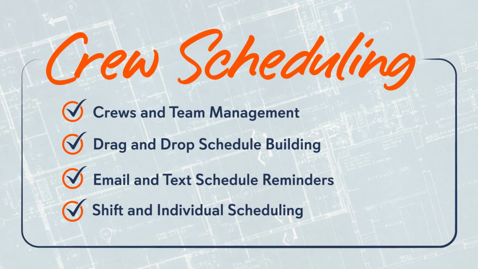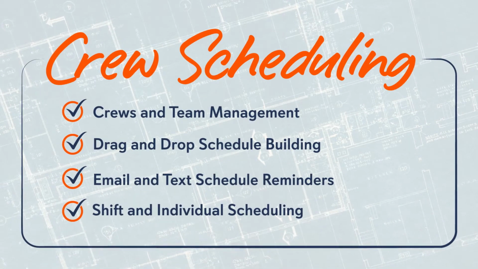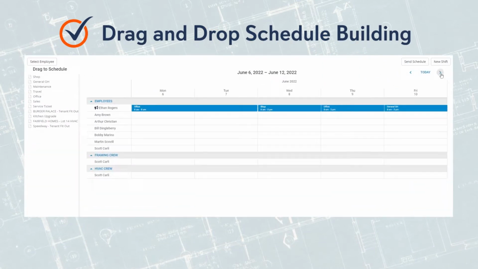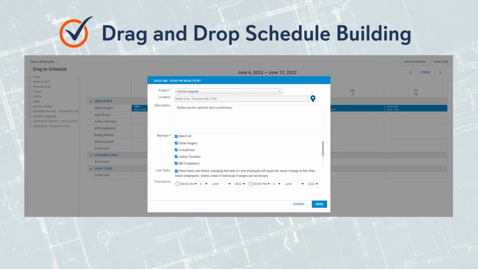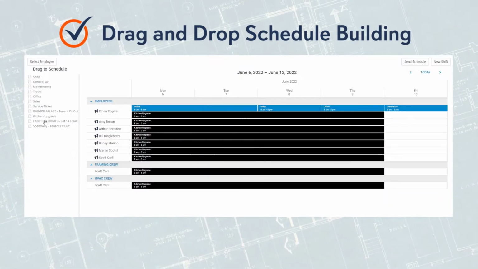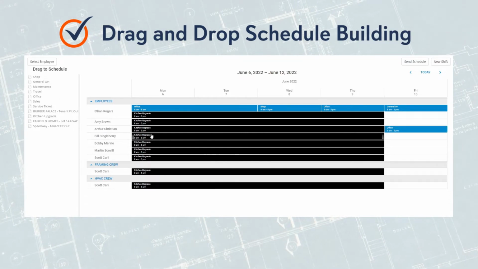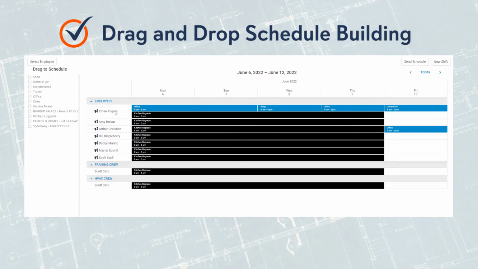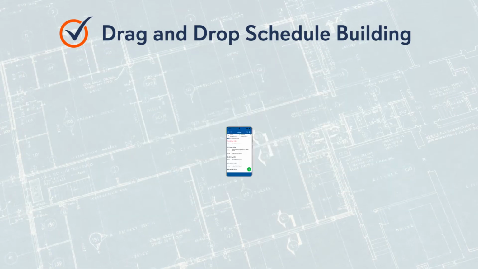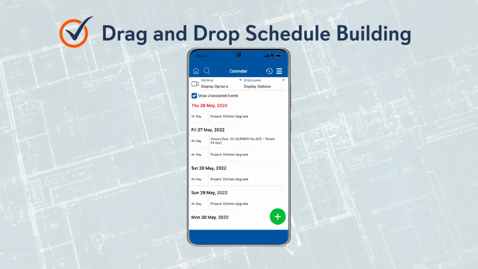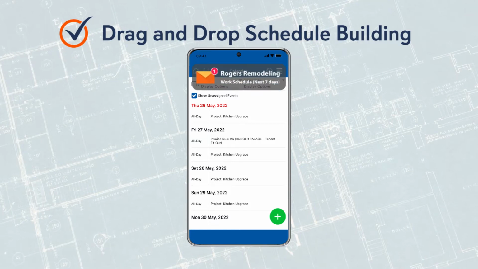Let's take a look at some of the crew scheduling features we offer. For example, with drag and drop crew scheduling, you can finally have an easy way to schedule a whole crew all at once. Our drag and drop crew scheduling tool makes it very easy for you to assign projects to your employees or crews. And your crew can easily see their schedule from the app and receive scheduled notifications.